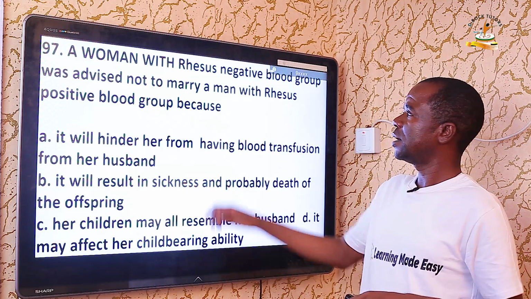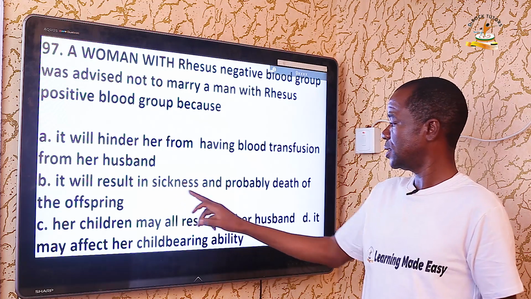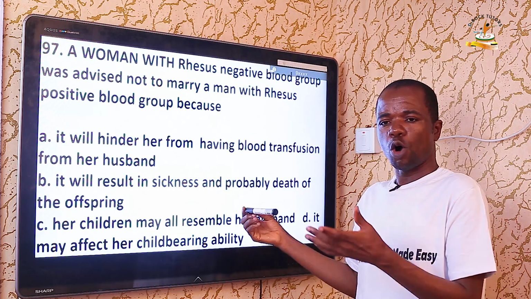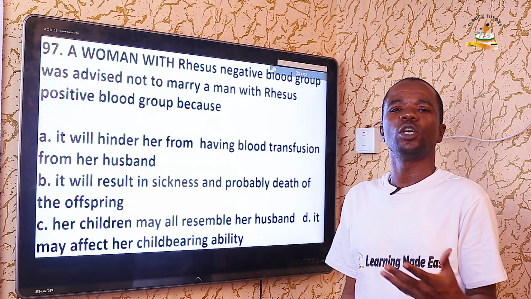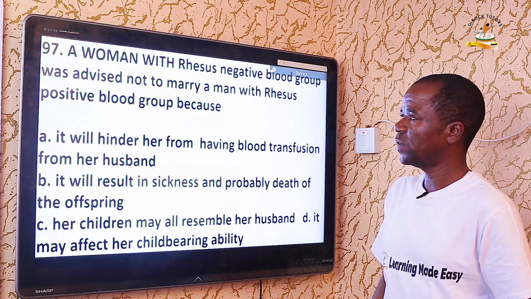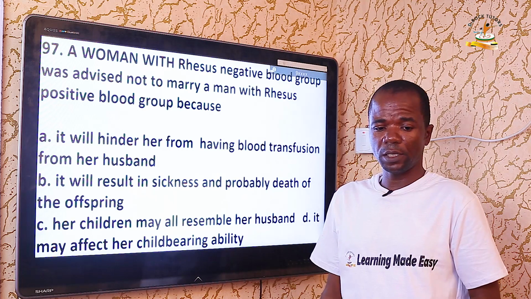Don't forget that rhesus factor incompatibility, apart from the fact that it can cause sickness and death in offspring, another effect of rhesus factor incompatibility is jaundice. Okay, so jaundice can result from rhesus factor incompatibility. Once again, the correct answer is B, number 98.